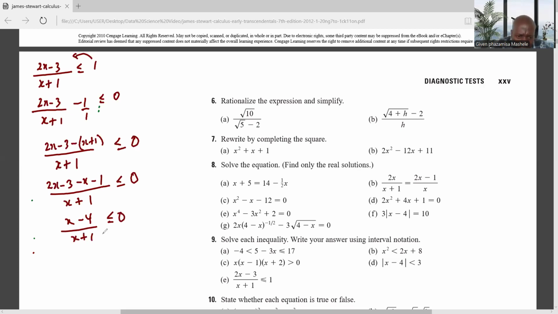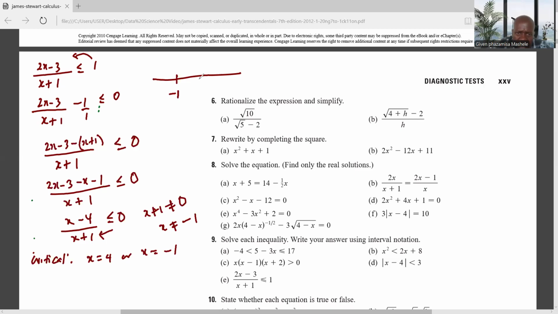But since x plus 1 is at the denominator, it means x plus 1 should not be equals to 0, which means x should not be equals to minus 1. So we can now do the critical values. Critical values we still include: x equals to 4 or x equals to minus 1. Which one comes first on the number line? We have minus 1 and 4.